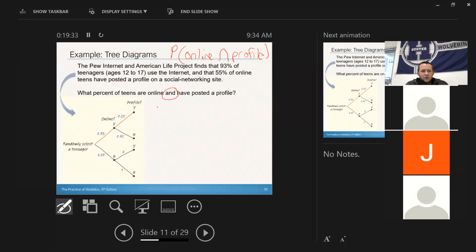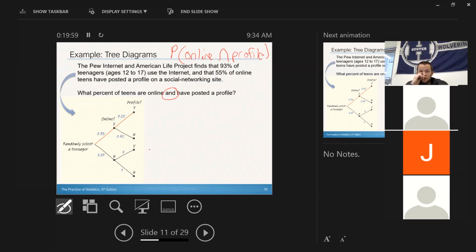If 93% are online, what percent are not online? That would be 7%. Of those who are online, how many have posted to social media, have a profile on social media? 55%, which means 45% have not. Now down here, of those who are not online, how many have posted to social media? Well, you can't. So obviously none of them have. So that's 100% go down here, 0 go up there.